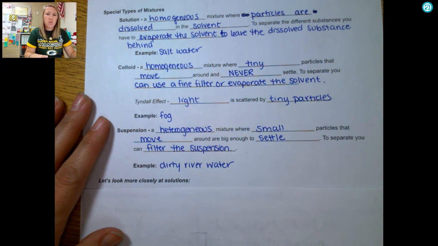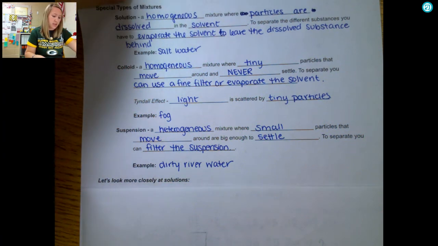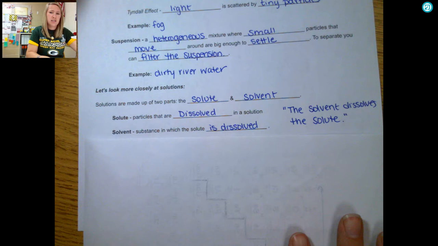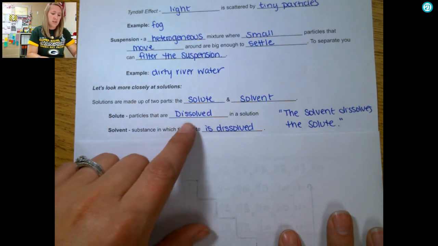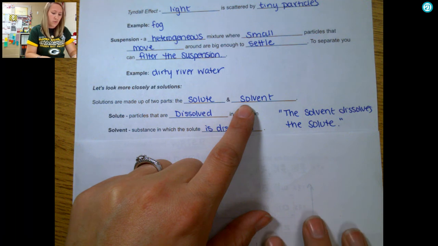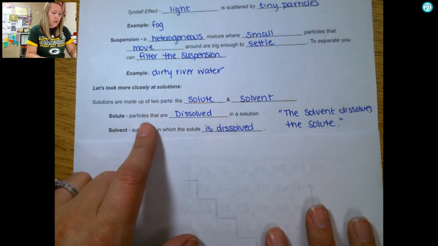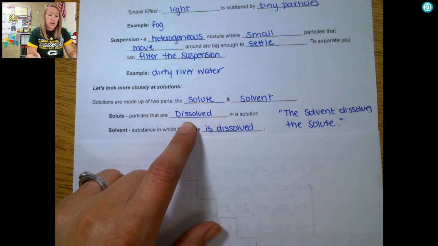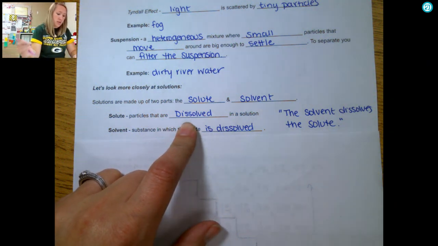So let's look more closely at solutions. Solutions are made up of two parts, and the scientific way to describe those two parts is the solute and the solvent. And I've kind of referenced those terms a little bit so far. The solute are the particles that are dissolved in my solution. So if we're thinking about our salt water again, my solute would be the salt.